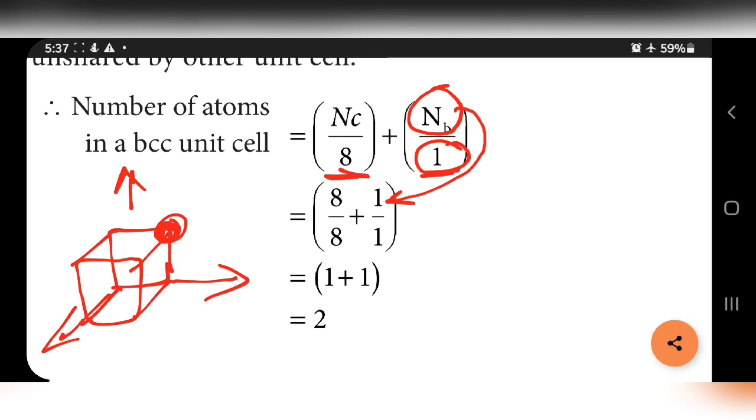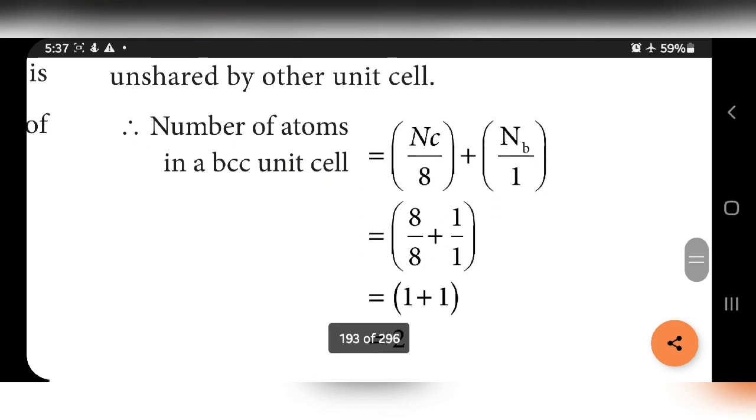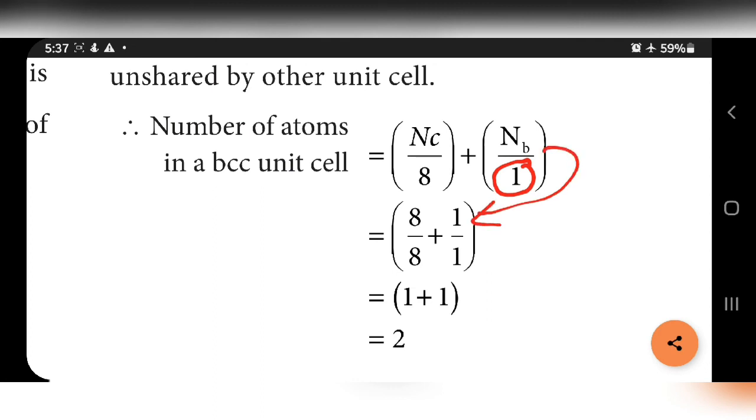From this we can tell why 1 came here: because each atom is shared by only one unit cell. For the body center atom, each atom is shared by only one unit cell. See the picture. This atom is present at the center of the body, so this atom cannot touch any other unit cell. So this atom is shared by only this unit cell. So Nb by 1, that is, each atom is shared by only one unit cell. So Nb is divided by 1. Nb means 1. So 1 by 1.